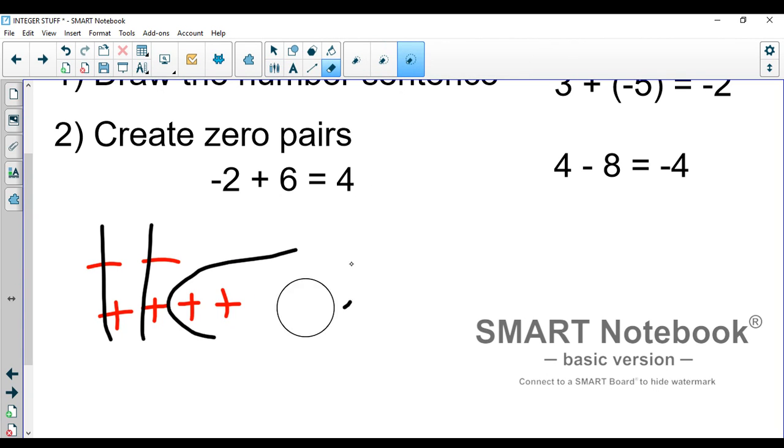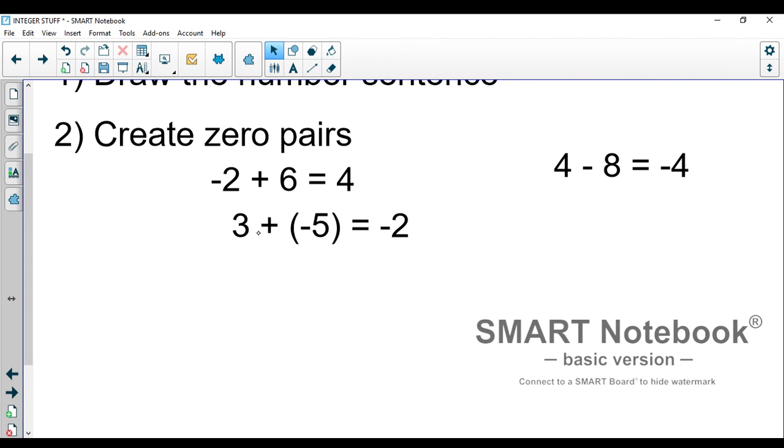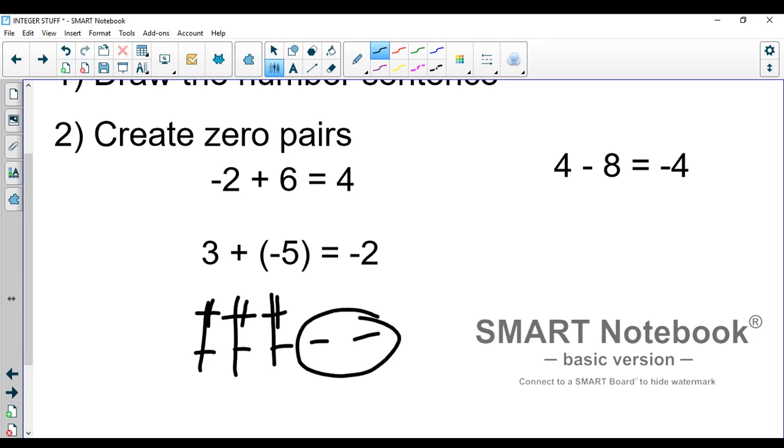The second example where it says positive 3 plus negative 5. Well, the reason the answer is a negative number is because there are more negatives than there are positives. There's 3 positives here, and there's 1, 2, 3, 4, 5 negatives. So as these cancel out, what's remaining is just the 2 negatives.